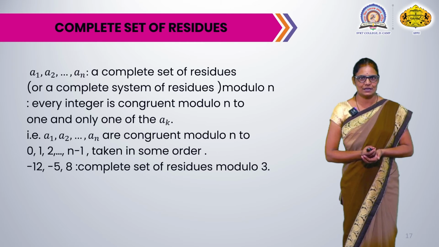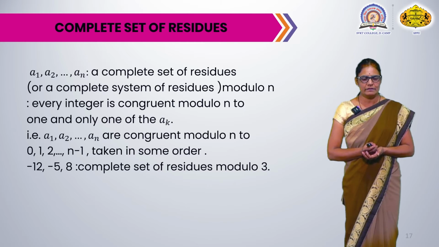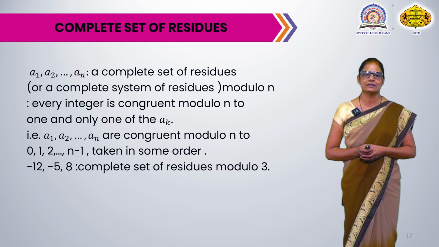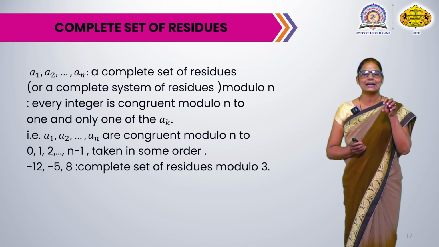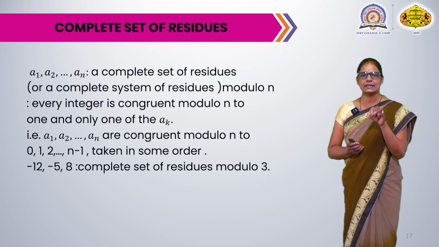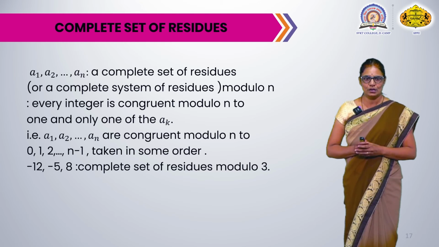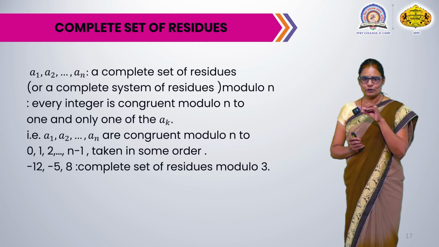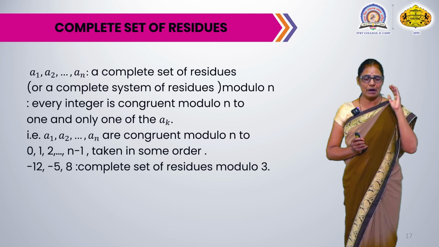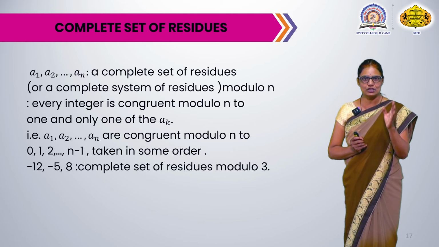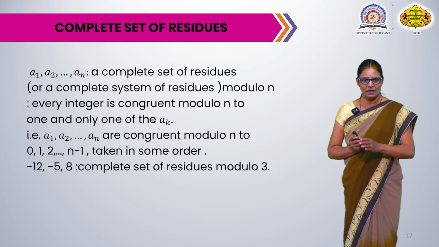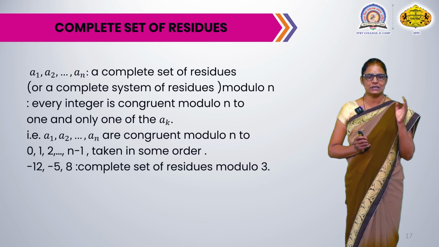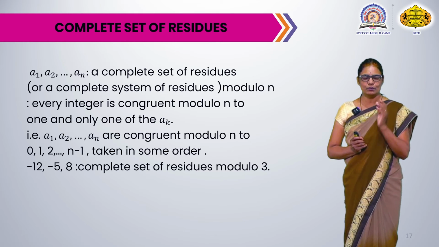So let us see one example. We consider here three integers: minus 12, minus 5 and 8. We want to show that this set is a complete set of residues modulo 3. That is, we want to show that minus 12, minus 5 and 8 are congruent to exactly one of the integers 0, 1, 2.